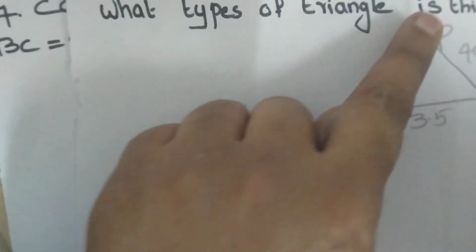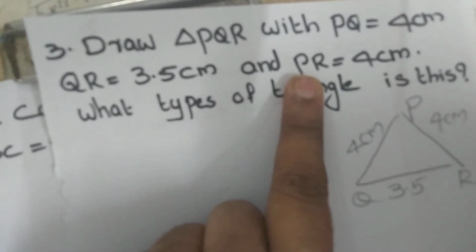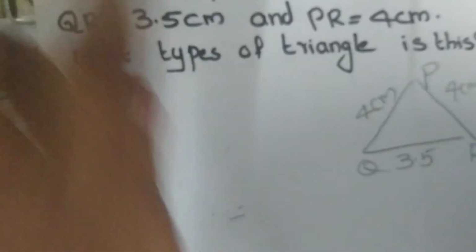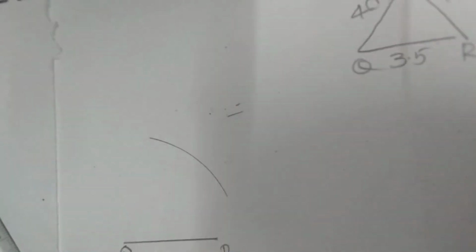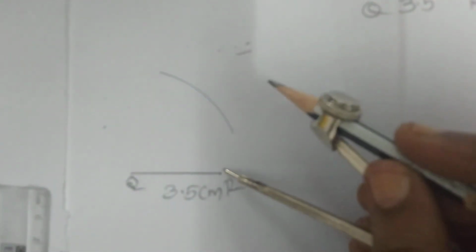In the same way, the next measurement, the third measurement, PR, is 4 centimeter. We don't know the P point, but we know where the R point is, here at the base side. How much is the PR measurement? 4 centimeter. So there also take 0 to 4 centimeter. Then where to keep the compass? Keep R as center and draw a 4 centimeter arc.